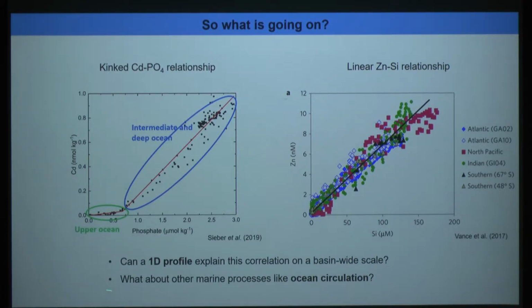So there's really, these are not just one-dimensional profiles, these are considering the whole ocean basin. And the question is then, how can we relate these sort of graphs to one-dimensional profiles? And what, if we look at things on a basin-wide scale, what about other marine processes like oceanic circulation, for example, that do really affect large areas?